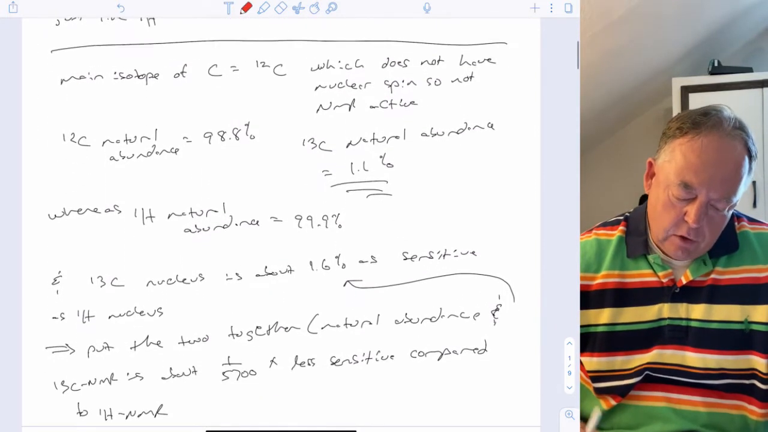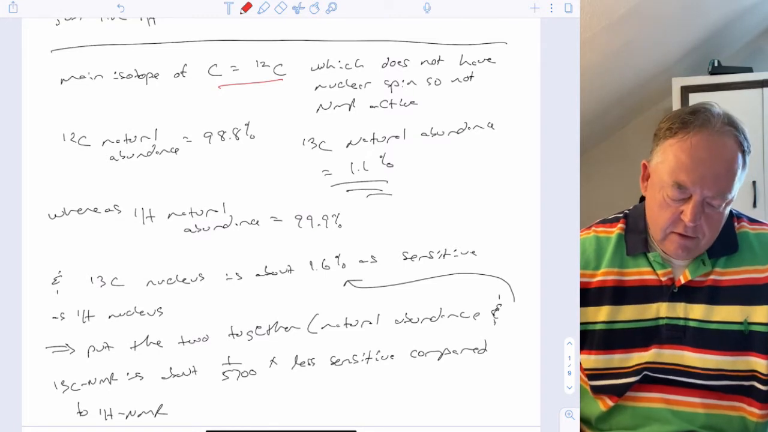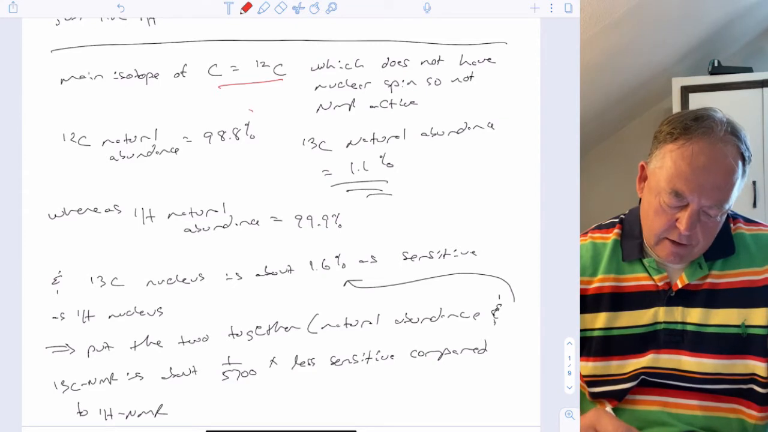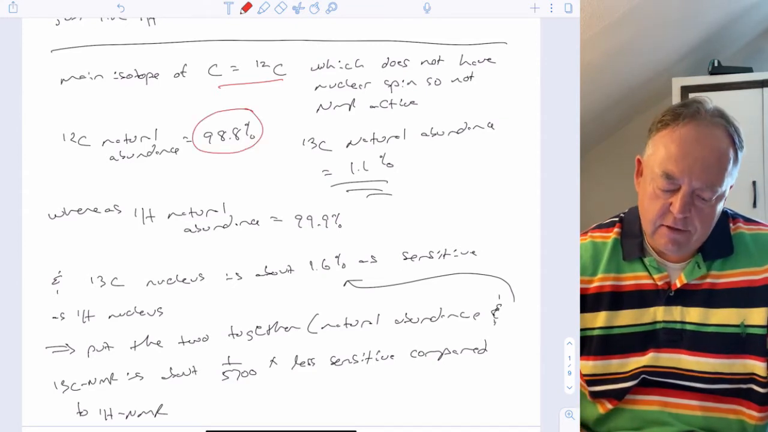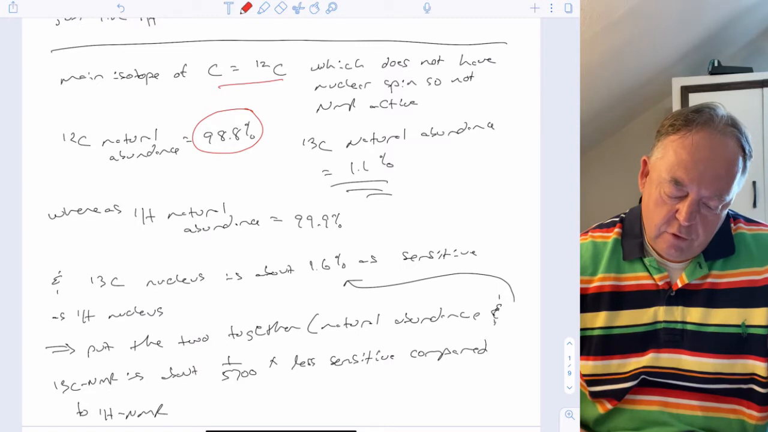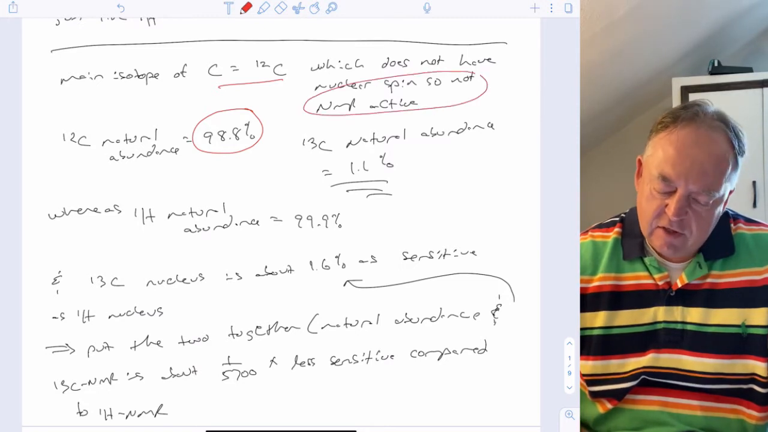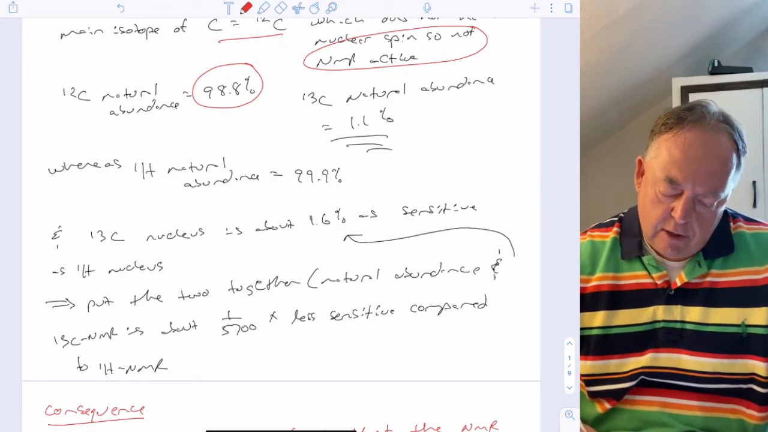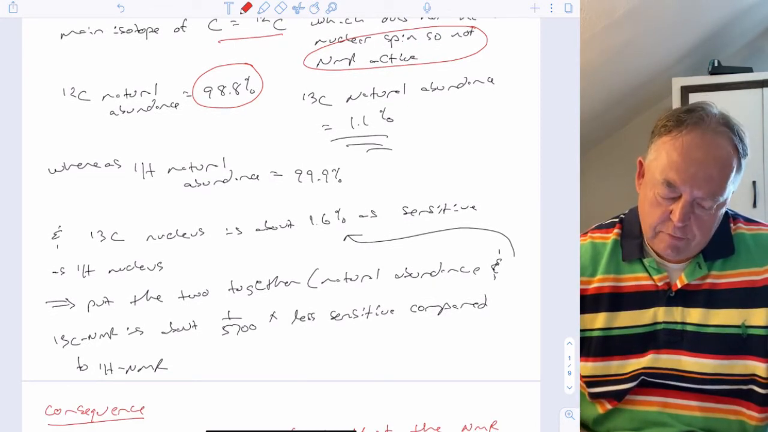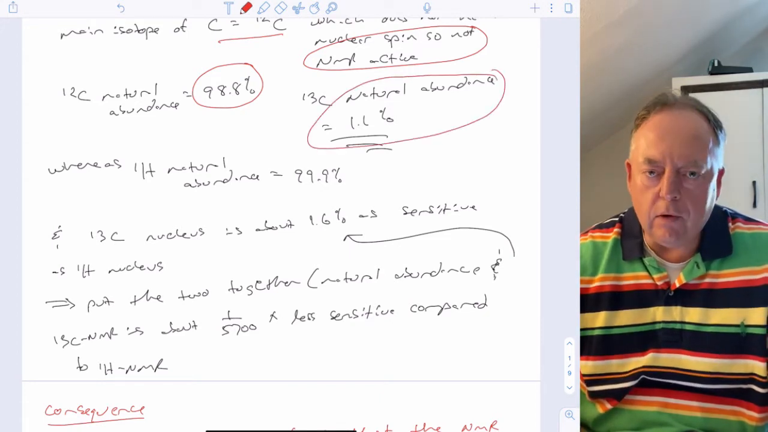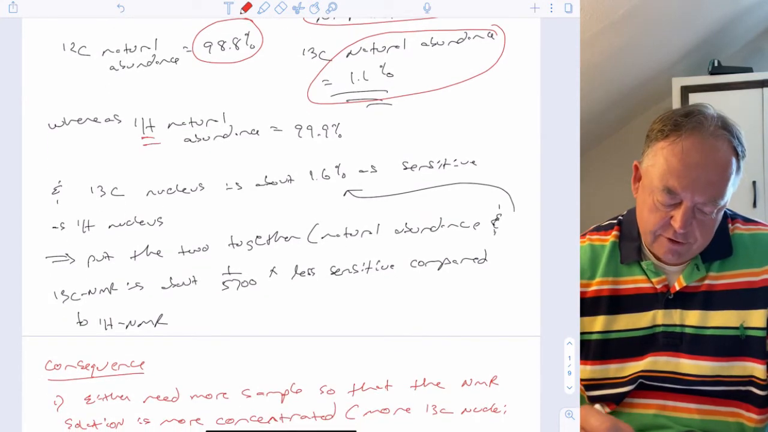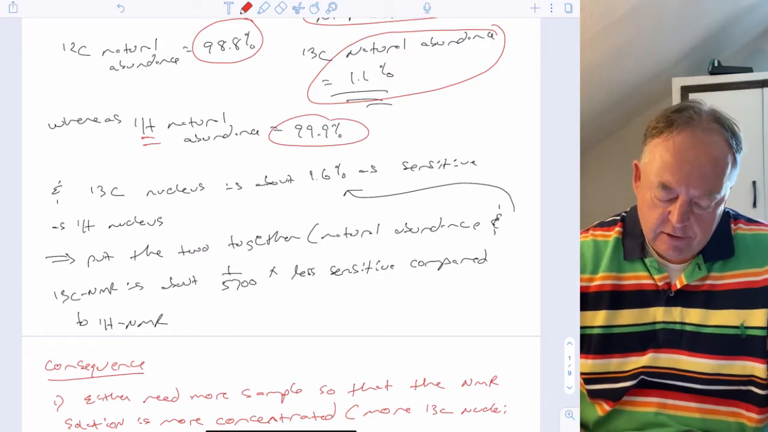Okay, so the main isotope of carbon is carbon-12. So 6 protons and 6 neutrons in its nucleus, and that's about 98.8% natural abundance. But that carbon-12 nucleus does not have spin, so it's not NMR active. Carbon-13, which has 6 protons and 7 neutrons, does have nuclear spin, so it's the one that's NMR active, but its natural abundance is only 1.1%.